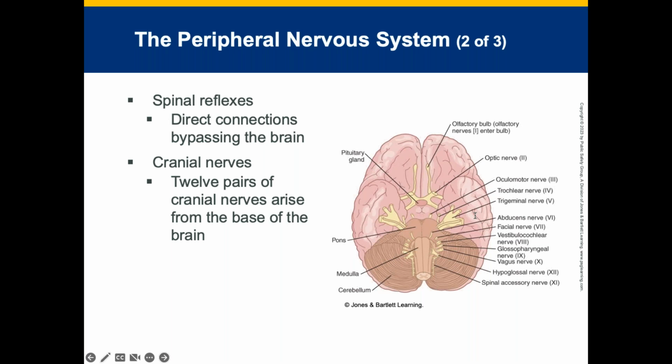Facial nerve supplies motor activity to the muscles of facial expression. Vestibulocochlear nerve passes through the internal auditory meatus and provides sense of hearing and balance. The glossopharyngeal nerve supplies motor fibers to the pharyngeal muscles.